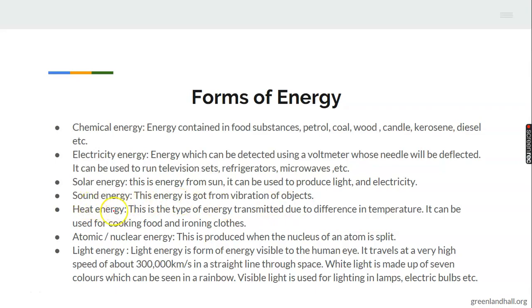Okay, so heat energy now, which is the next one, is the type of energy transmitted due to the difference in temperature. When you apply heat to something, you can turn cold water to hot water, or you turn raw rice to cooked rice. That's the kind of heat energy we are talking about, where you can measure the temperature. It can be used for cooking and ironing clothes.